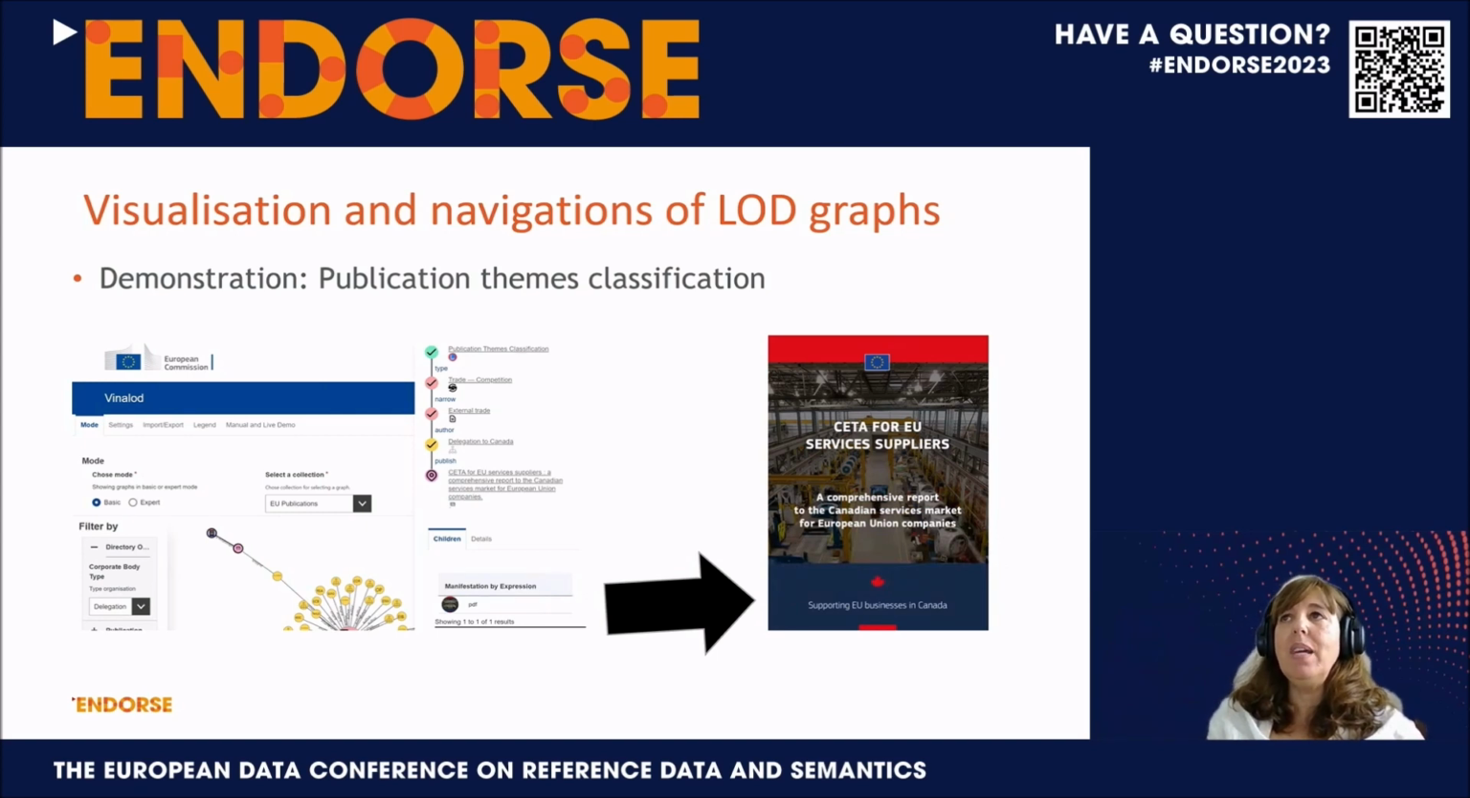This is the same thing in the navigation for publication themes classification. In this case, we go to a publication theme, trade. Under that theme, we go to external trade, and we choose an author, in this case, delegation to Canada, and we can choose a publication for that author under that theme. And we have a link to the PDF where we can see the PDF for that publication.